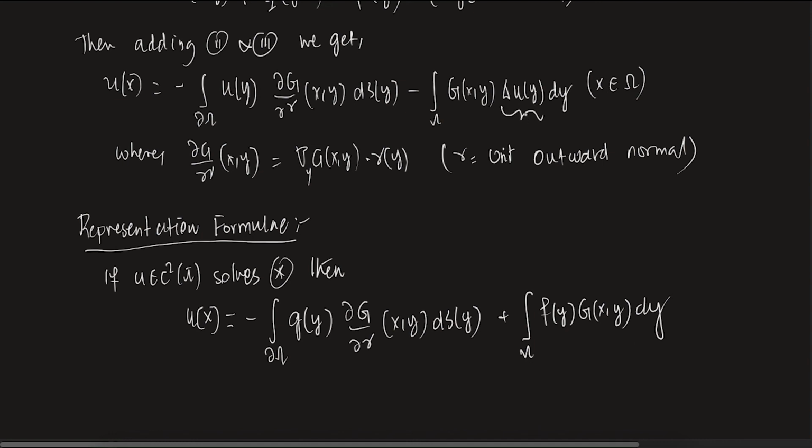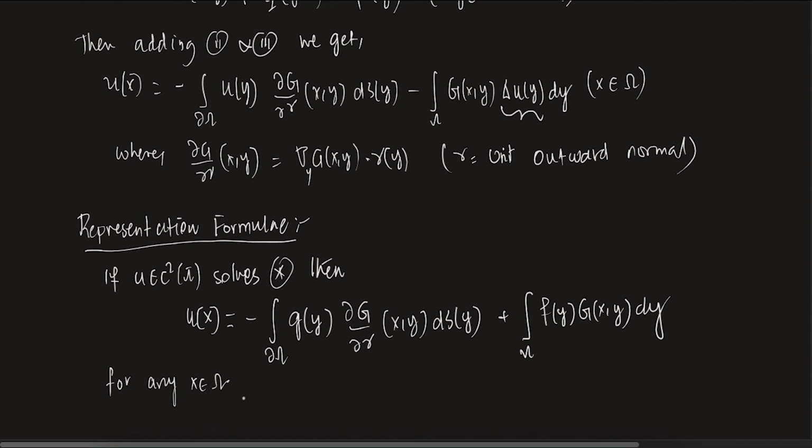See, Laplacian of u is f, right? Minus Laplacian of u is f. So that is why this is plus f times g. Minus integral over the boundary of u of y times this, so this remains unchanged, del g del gamma. I am just writing u on the boundary is g, and that gives you a representation formula for any x in omega.